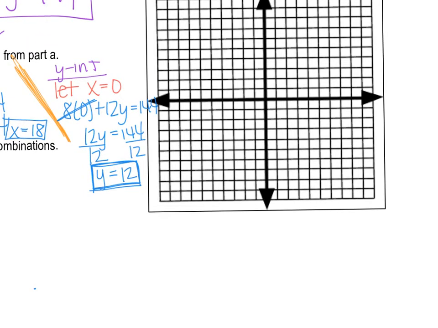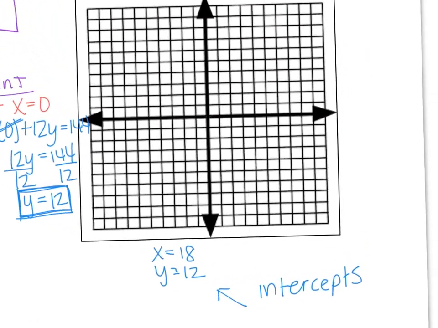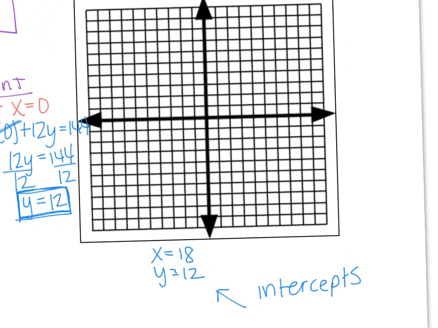So what I'm going to do, just because I can't fit it on here, I'm going to rewrite that right here so I remember that. So x is 18, y is 12. And I have to remember that these are intercepts. So if you recall back, our intercepts are specific spots on that graph. So in this case, my x-intercept is where my line crosses the x-axis.